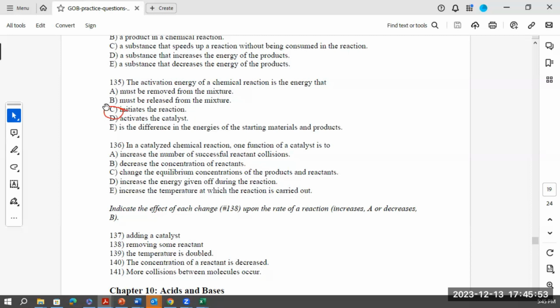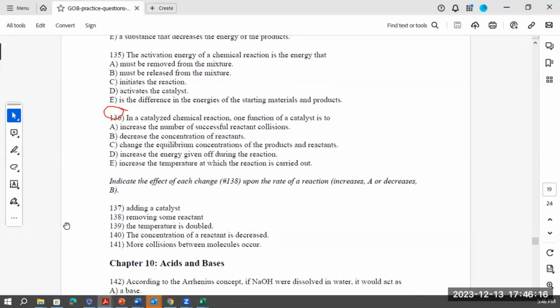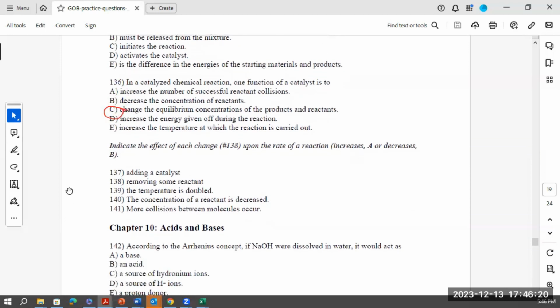Yes, the correct answer would be A. It would increase the number of successful collisions. So catalysts help orient the molecules, right? All it does is help get them in the right shape or the right form to react. So the correct answer is A. Good thinking, though. But that's what these are going to be, extra points, right? These three extra points here.